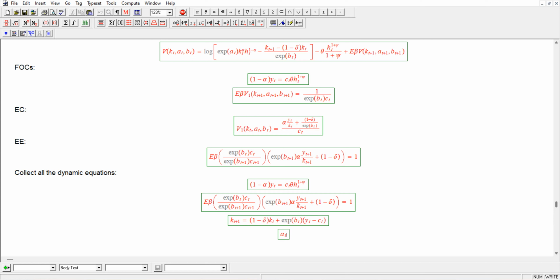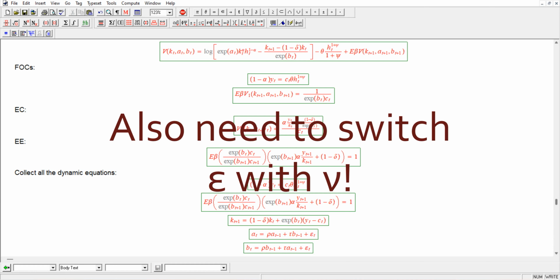At is equal to rho of at minus 1 plus tau of bt minus 1 plus epsilon t, and one more. We also have that bt is rho of bt minus 1 plus tau of at minus 1.